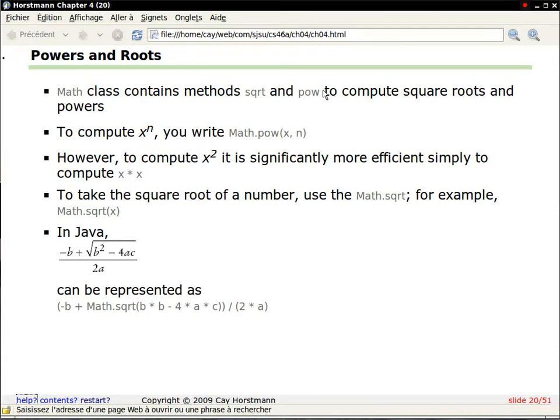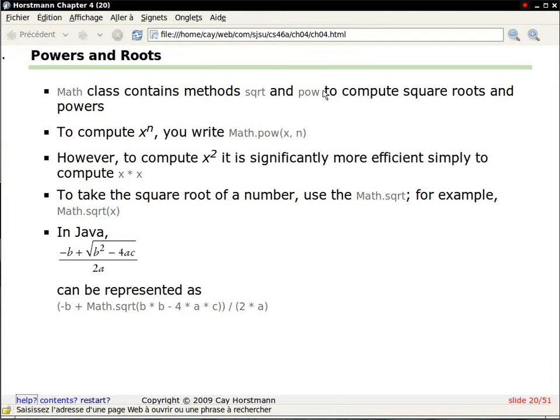Powers and roots are not so easy. You just have to know that you can't just write x to the n. You have to call a function called math.pow, and you give it x and n. The only exception is that it's tedious if you want to square something, which happens all the time. I don't write math.pow of x comma 2 because it's so much faster to just write x times x, and there's no shame in doing it. It actually executes faster too.